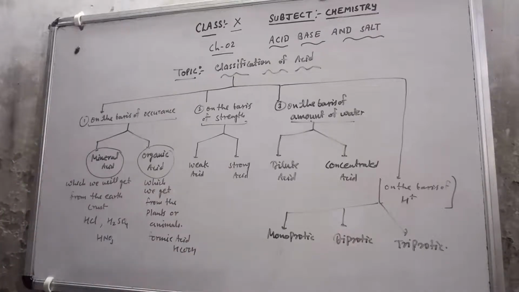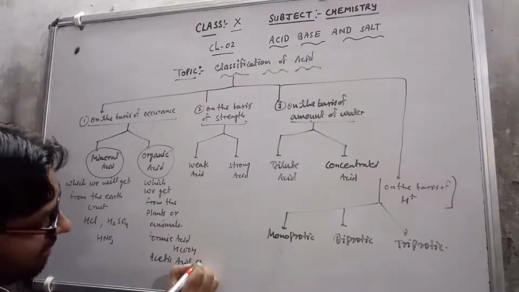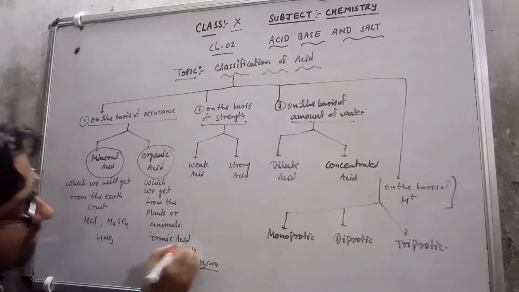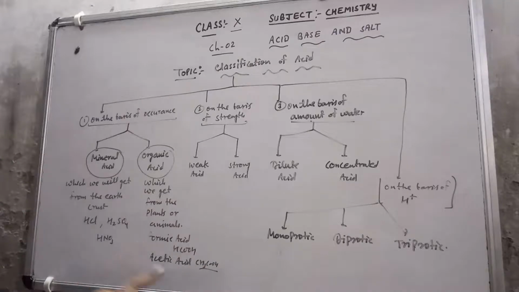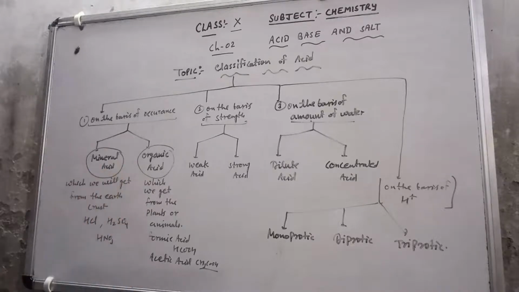You have heard that whenever an ant stings and bites us, we feel some irritation, because in the ant sting formic acid is present, which causes the irritation. The second is acetic acid. The formula of acetic acid is CH3COOH, which we get from plants and animals. So whatever acid we get from the plants or animals, they are called organic acid.